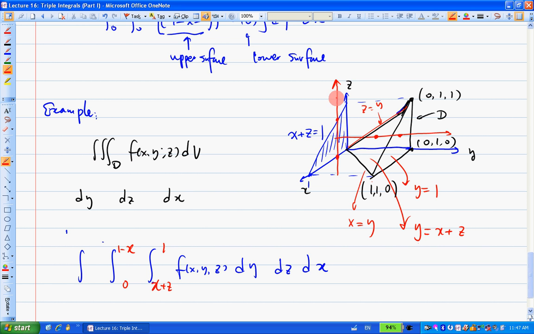Last step is to sweep this vertical line that you just drew across the shadow here and find the bounds for x. The lower bound is not here, the lower bound is over there, 0. And the upper bound is here, 1. Okay. So that's the layout of this triple integral.